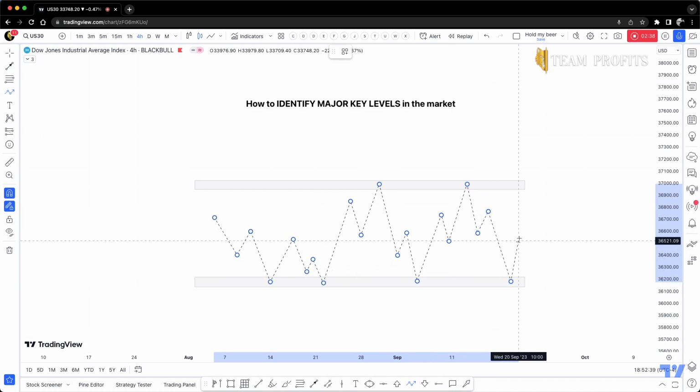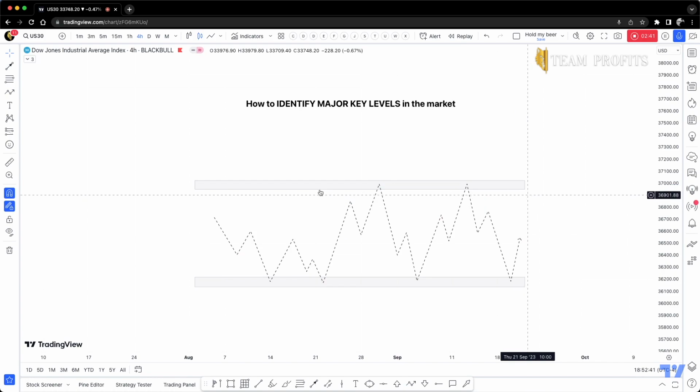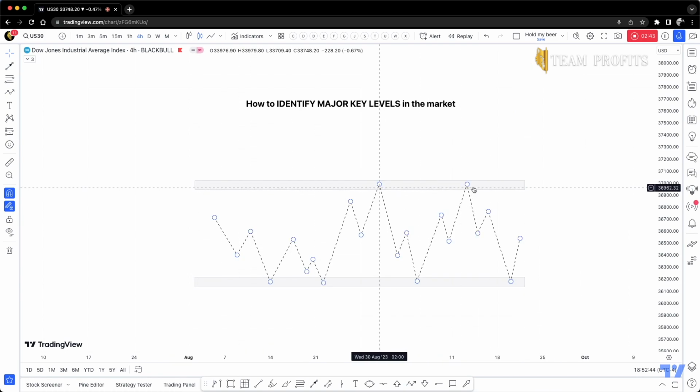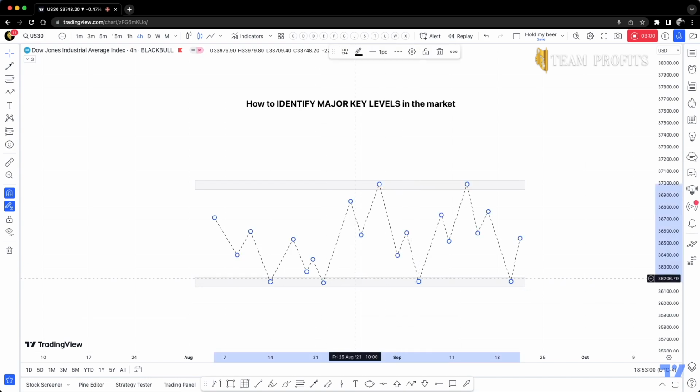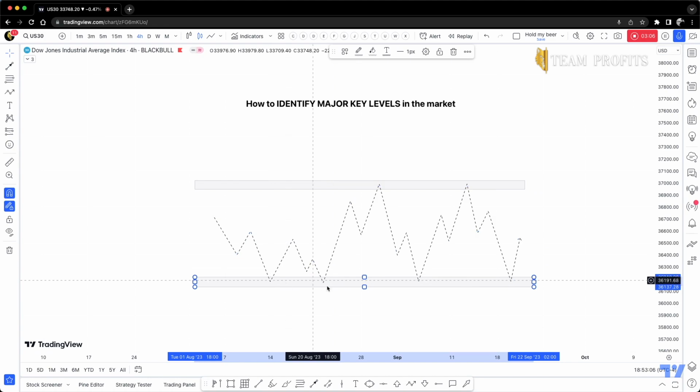At this point we know that this is a very important resistance and this is a very important support. Why? Because every time price comes here, there are a lot of people interested in one thing: buying. The more touches a key level has, the stronger this support is. Of course, there's a lot of liquidity sitting below, but that's for another explanation.